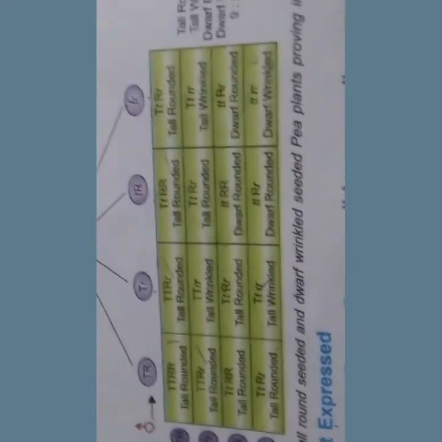Take a screenshot of this flow chart. Okay, thank you.